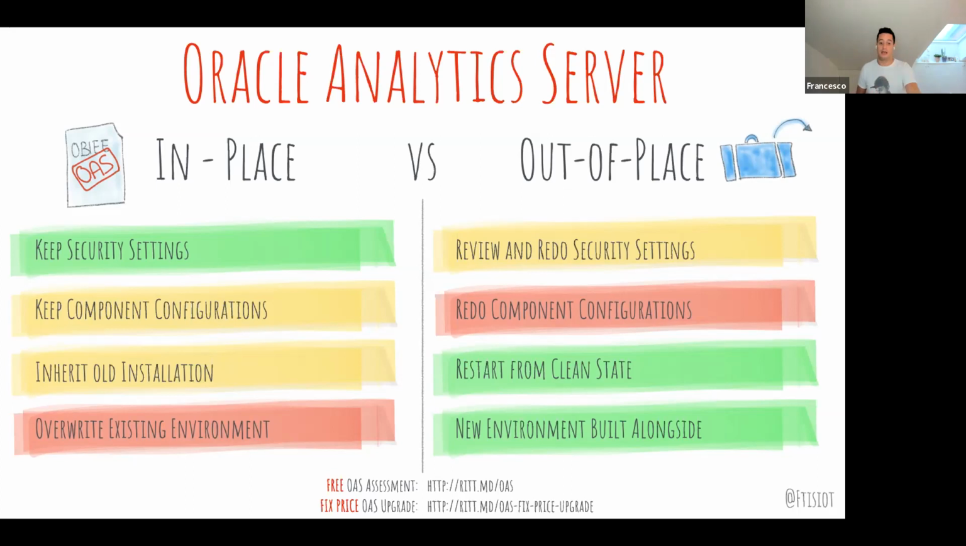So as you can see, in place and out of place have benefits and have problems. From my point of view, I would suggest in 90% of the cases that you do an out of place. If you are really in a good starting point where you trust your current set of customization, security settings, and installation, and you are on the latest OBIEE 12C, then that might be a good case for OAS. In all the other cases, I strongly suggest an out of place.